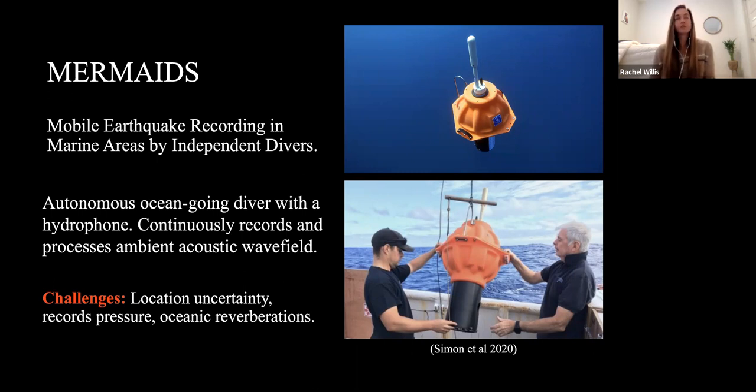However, there are some challenges in this system. There's a location uncertainty due to the ocean currents, because as the mermaid floats to the surface, the ocean can carry it to a different location from where it originally recorded the earthquake signal. So this can cause some complications. And mermaids also record pressure, which is different from normal seismometers. And mermaids record oceanic reverberations, which make the data extremely noisy and almost impossible to use.